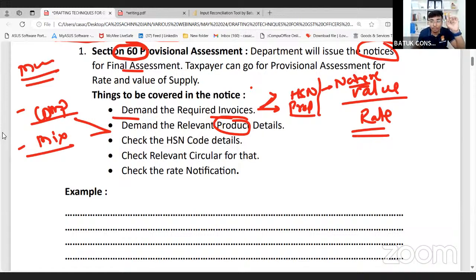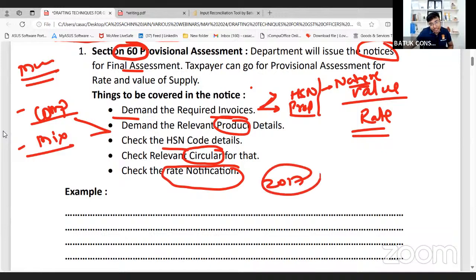So there is a requirement of invoices, product details, and the HSN code. Also, if there is any specific goods or services which is exempted or taxable at a lower rate or anything else, in that case we just need to take the circular. Okay, and also one more important document, which is the rate notification. Whatever rate notifications the government issued at the time of GST introduction, in financial year 17, you just need to take part of that rate notification to decide the rate.